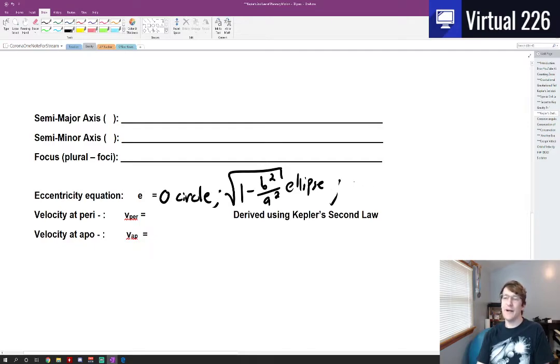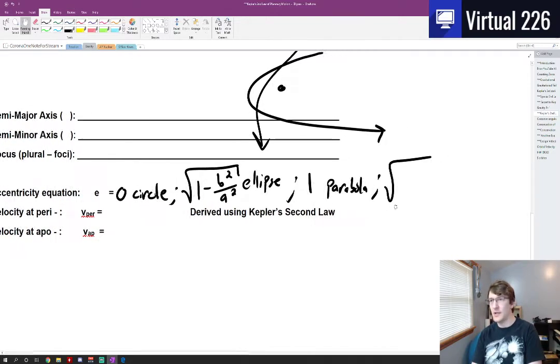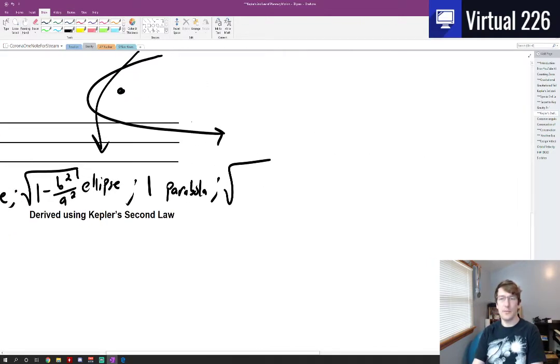If you have a value of exactly 1 for your eccentricity, then you've created a parabola. And you don't have an actual orbit here. If this is your focus, or one of them, you're going to come in and go out and never come back. Okay, you're gone. And if you create something where you're coming in and going out like that, then you don't have just a parabola, you have a hyperbola, which is 1 plus b squared over a squared. And this is a value greater than 1.